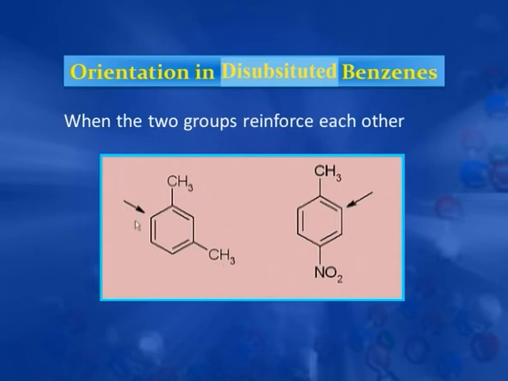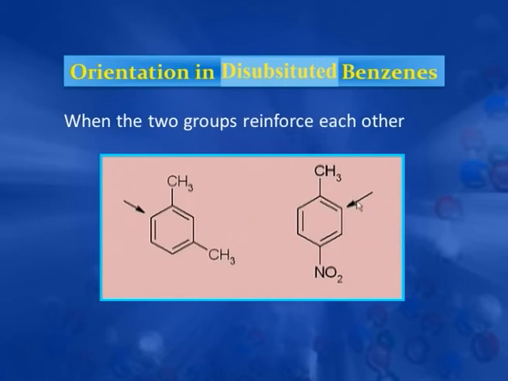Here one group is electron donating, one group is electron withdrawing. This position is ortho to this electron donating group, because it is an ortho and para director, and meta to this nitro group, which is a meta orienting group. So, again this position is favorable because of the presence of these 2 groups. It is ortho to this methyl and meta to this nitro.